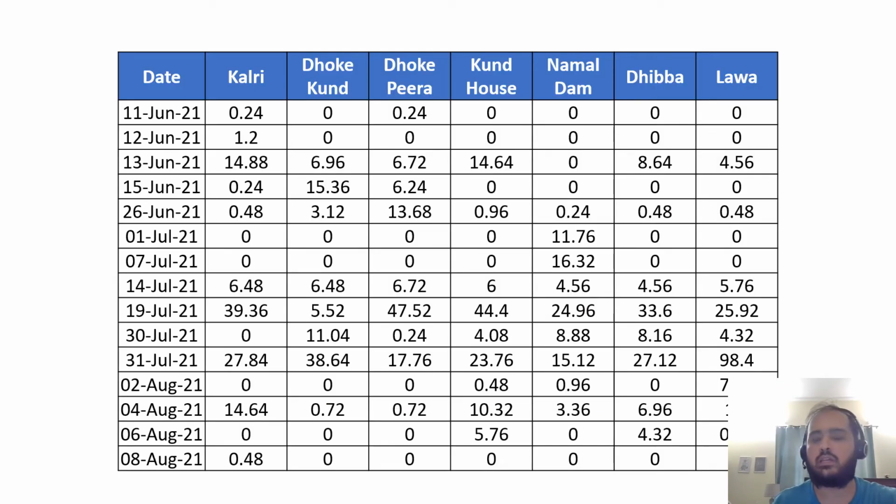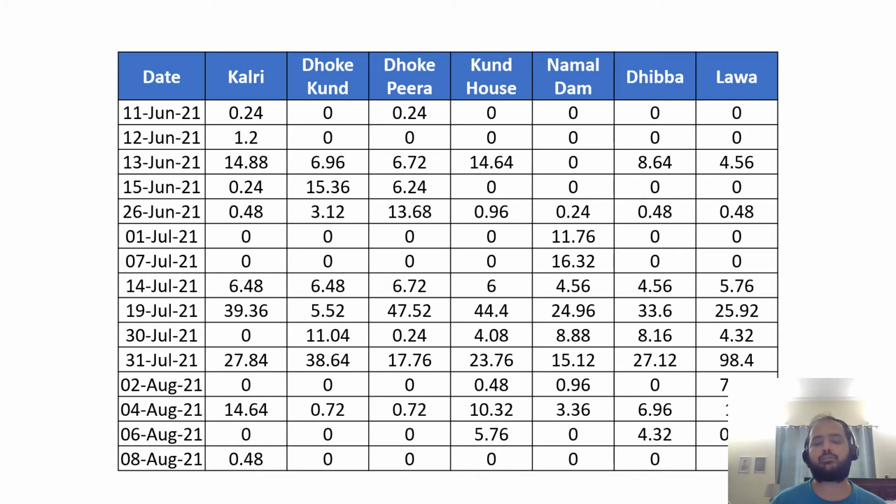And this is the complete data that is given to you. In the first column you have the dates. These are the rainy days of the monsoon season for this year, and the columns have been named according to the sensors where they have been placed. We have a sensor at Kalri, at Dhokund, at Dhokpira. These are all names of local villages in the valley.